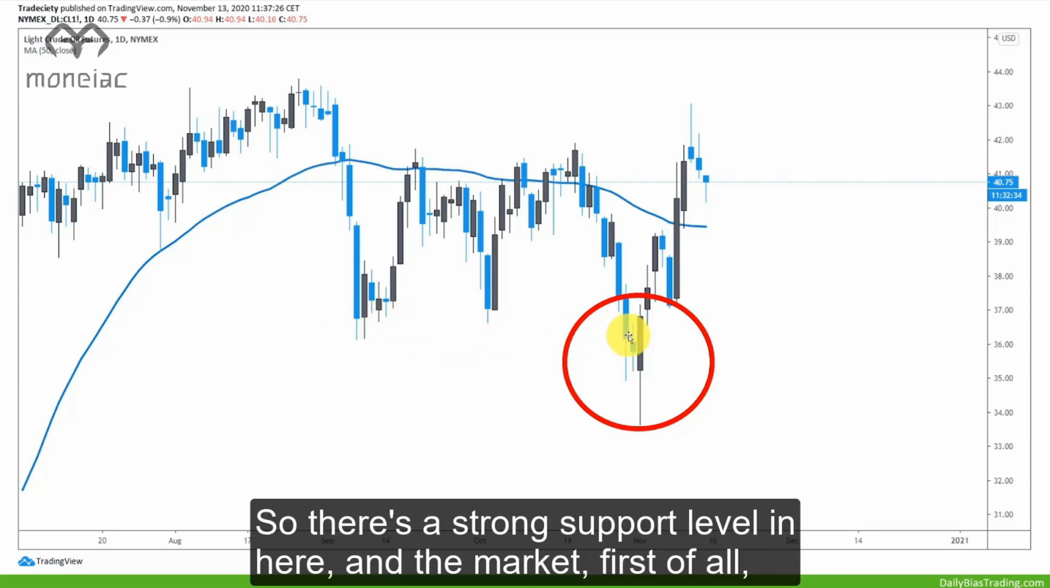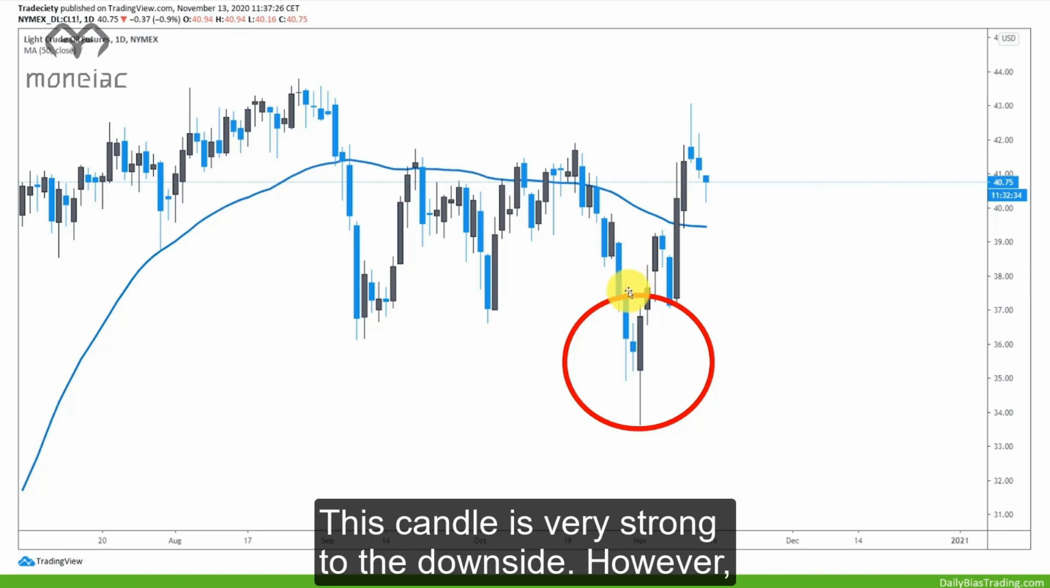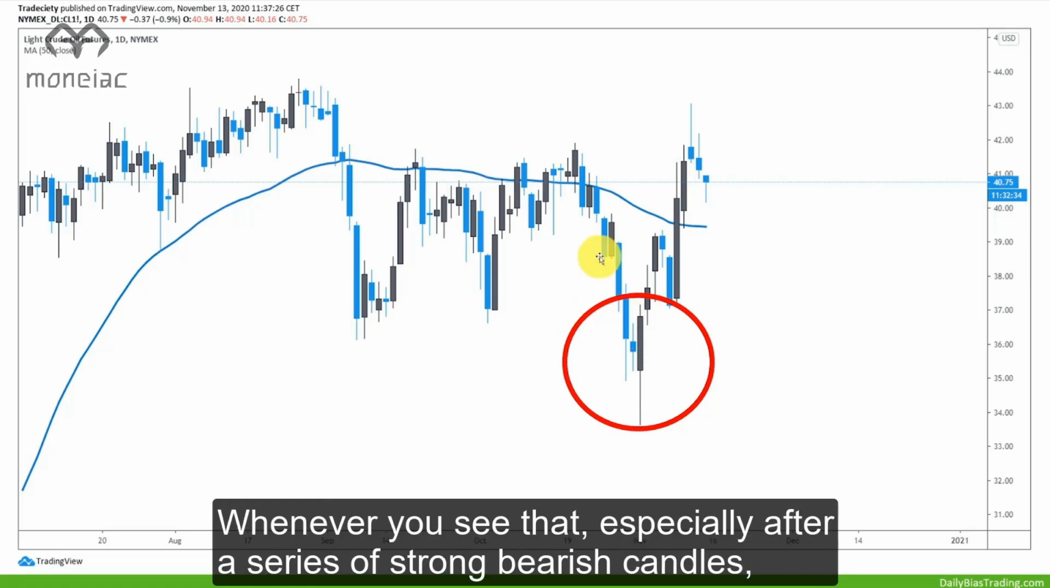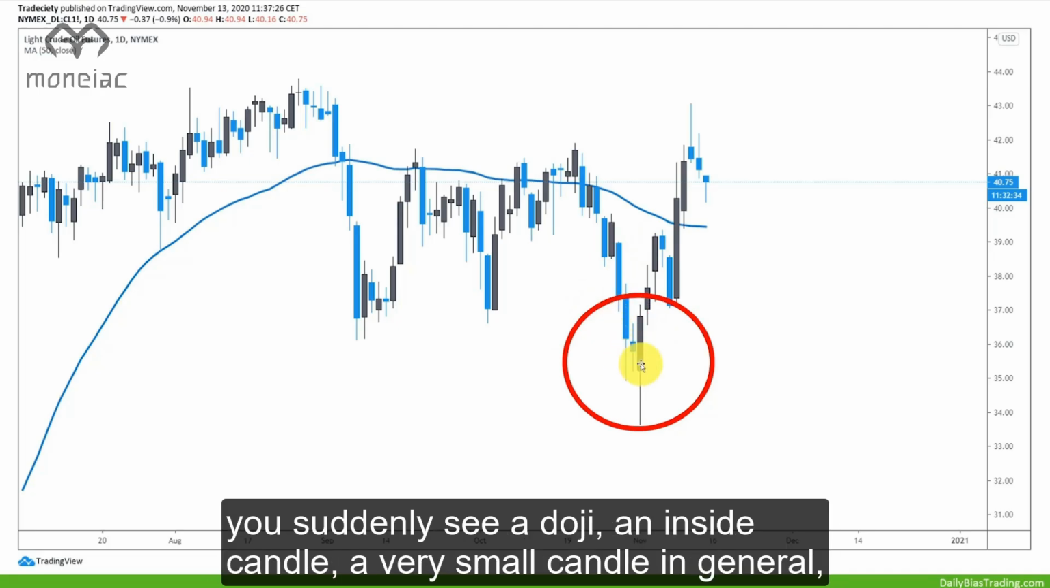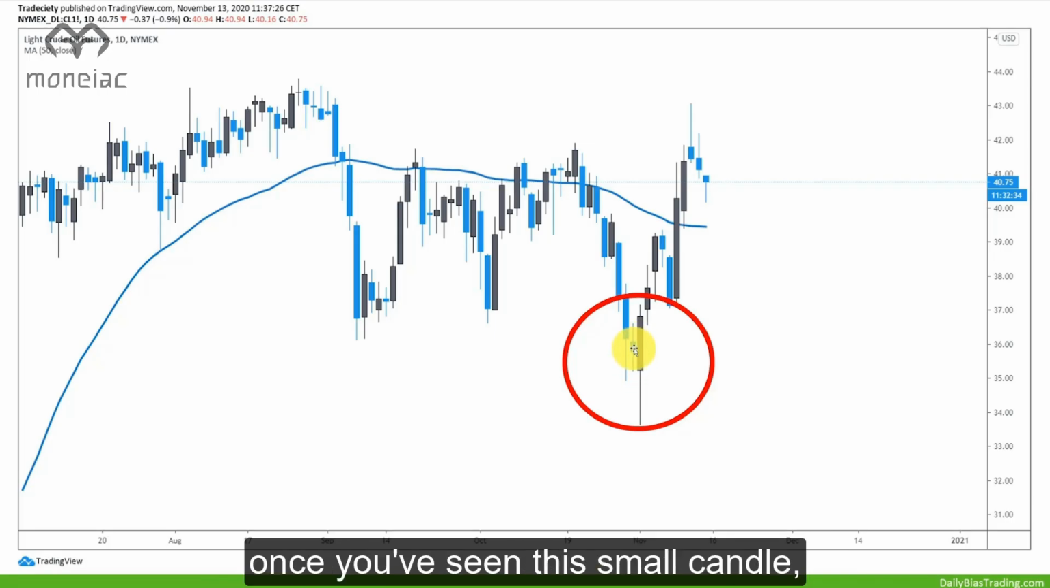And the market, first of all, it seems like the market is trying to overshoot it. This candle is very strong to the downside. However, you can see the next candle is an inside candle. This is deceleration. Whenever you see that, especially after a series of strong bearish candles, you suddenly see a doji, an inside candle, a very small candle in general. That is deceleration.